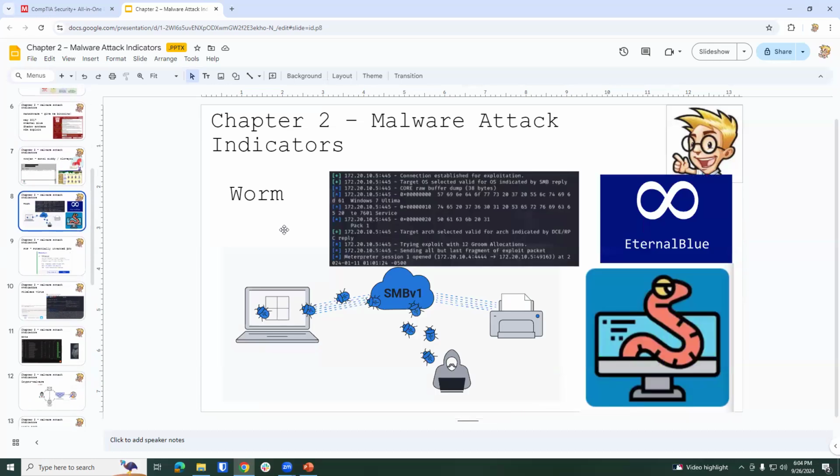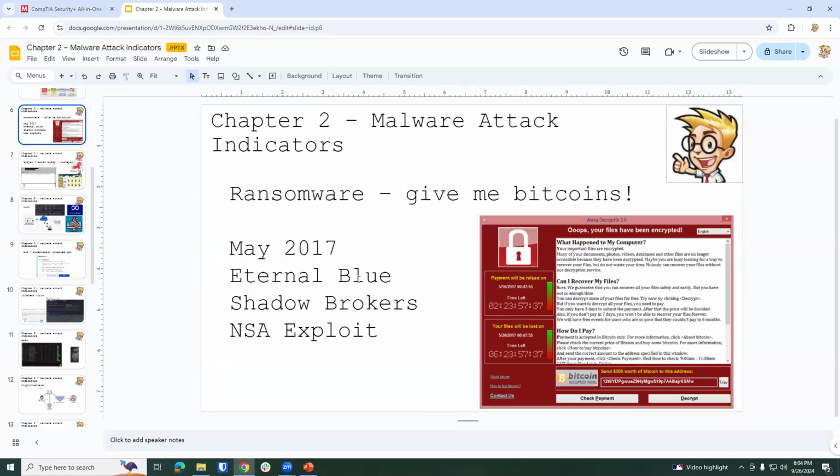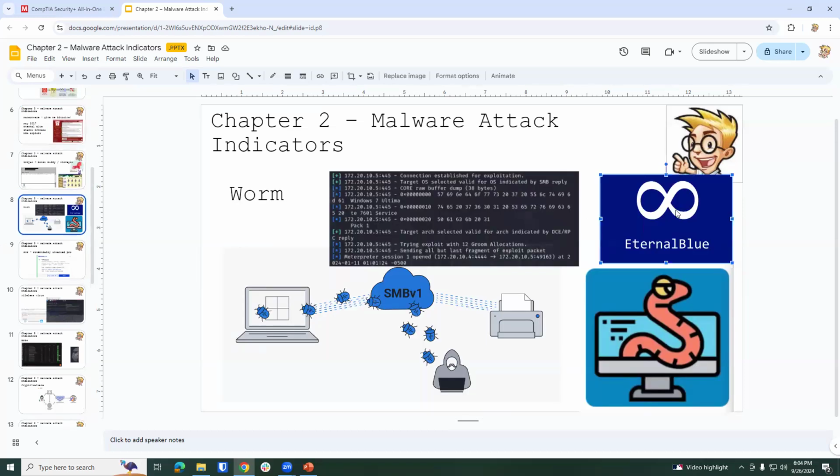Next type is worm. So a worm is malware that spreads from computer to computer. So worms would work on the network and really need a network to thrive. There's different kinds of worms. We were looking at WannaCry and I had Eternal Blue on here, so we're going to go into more detail. What is Eternal Blue? That's a great worm.